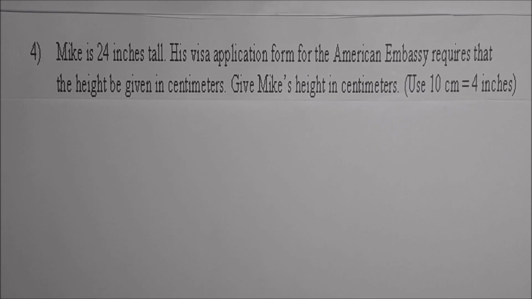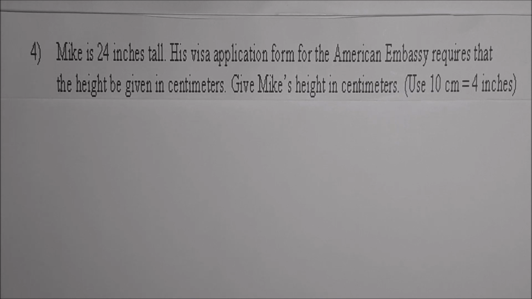Okay, Rafaela, read number 4. Mike is 24 inches tall. His visa application form for the American Embassy requires that the height be given in centimeters. Give Mike's height in centimeters. Use 10 centimeters equals 4 inches. Okay, now we have his height in inches, but the American Embassy wants it in centimeters, so we have to change it to centimeters using 10 centimeters equal 4 inches.